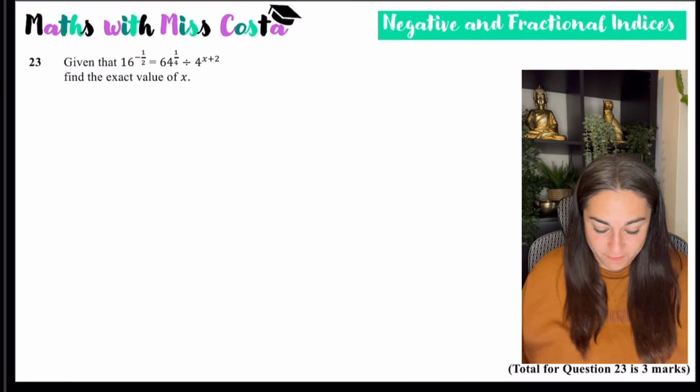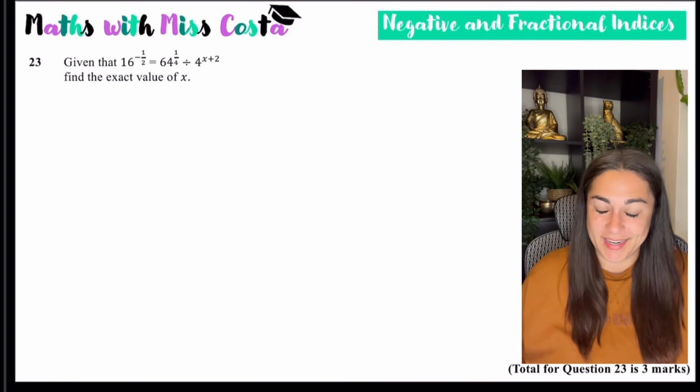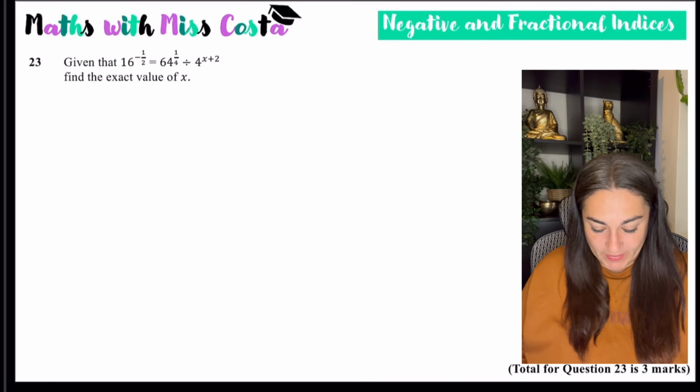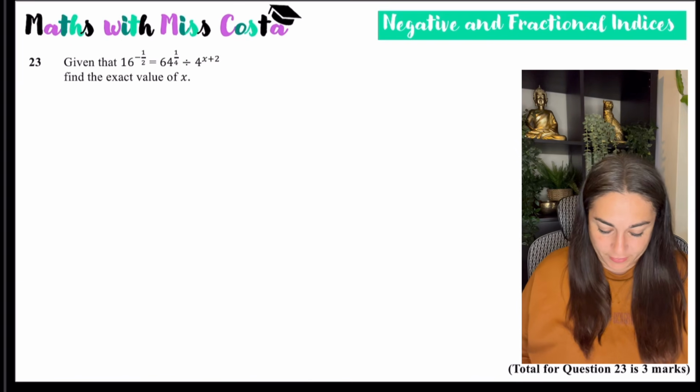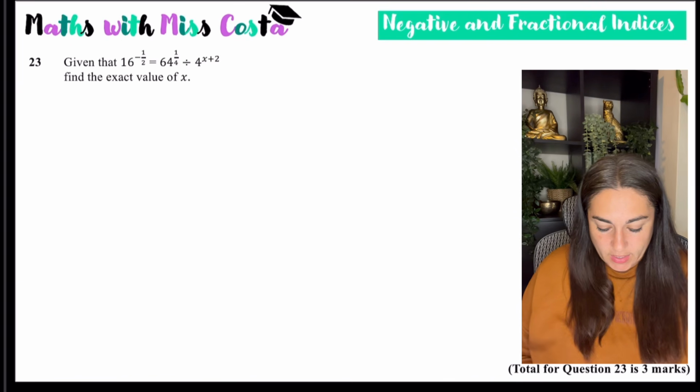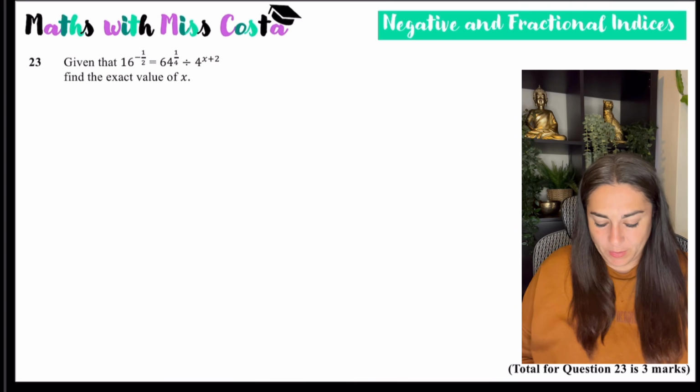Okay, so we've got our final question here. We've got some slight problem solving with negative and fractional indices, and we need to find the exact value of x. So let's think about what we can do here.